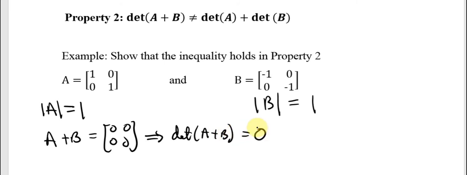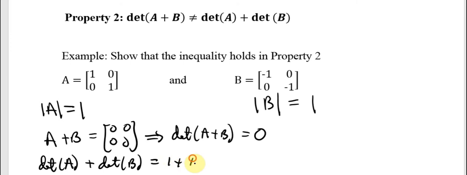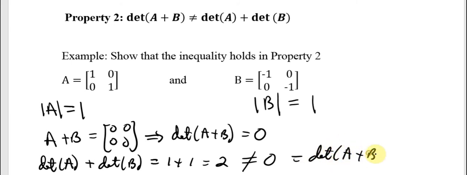Well, but the determinant of A plus the determinant of B, that's 1 plus 1, that's 2. That cannot equal 0, which was the determinant of A plus B. So the inequality holds.